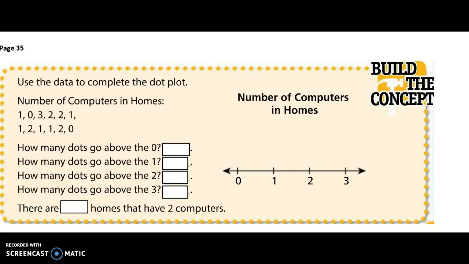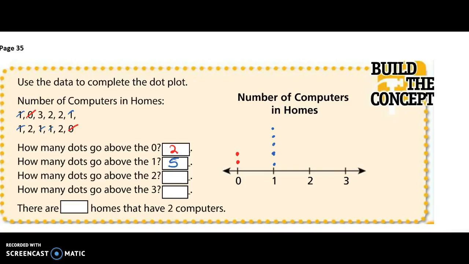The least number of computers we have is 0. So how many dots go above the 0? Well, I've got 2 zeros, so I need 2 dots above the 0 on the dot plot. How many dots go above the 1? I've got 5 ones, so I need 5 dots. Notice because more homes have 1 computer than have 0 computers, that column is higher.